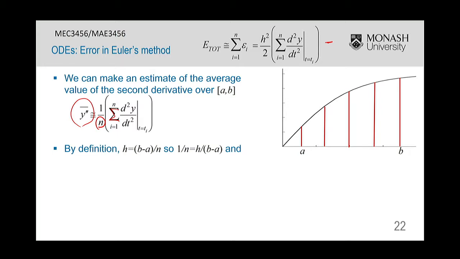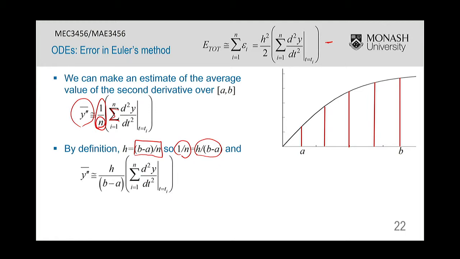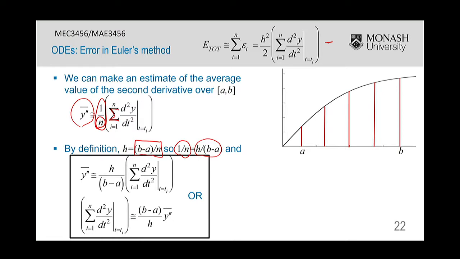Now, by definition, our step size h is equal to b minus a divided by the number of intervals. And so then it's very easy to show that 1 on n is simply equal to h divided by b minus a. So we can replace the 1 on n here with h divided by b minus a to give us an estimate of the average second derivative given by that expression there, h on b minus a times the sum. Or, just swapping things over a little bit, the sum of d squared y dt squared is equal to b minus a divided by h times the average value of the second derivative.